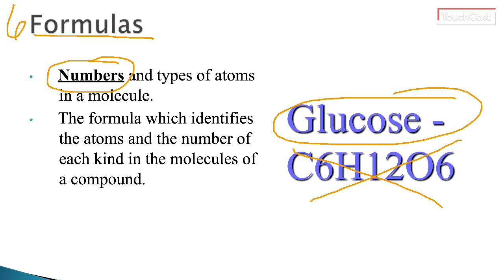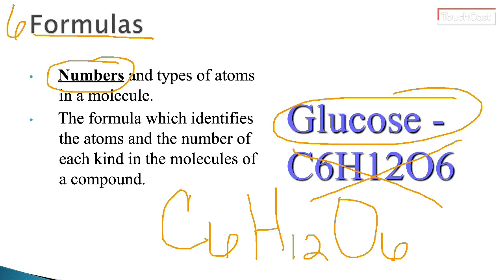So I'm going to rewrite it so you have a better example for your notes. The example should be C, capital C. Remember, if it's capitalized, leave it that way. This 6 should be a subscript. Then you should have a capital H, and then a subscript 12, and a capital O, and a subscript 6.